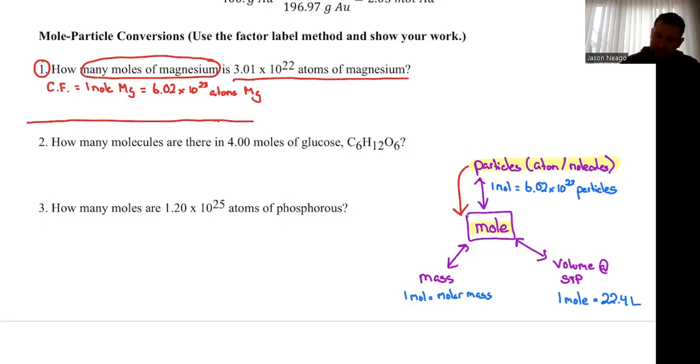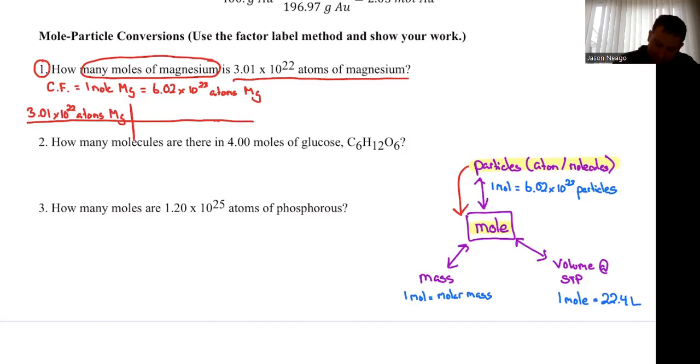In the upper left-hand corner, I put what's given. In this case, I was given 3.01 times 10 to the 22nd atoms of magnesium. I draw a vertical line to separate what's given from my conversion factor. Okay, so in my conversion factor, if I have atoms of magnesium above my cancellation line, to cancel that unit out, I want to have atoms of magnesium below my cancellation line.